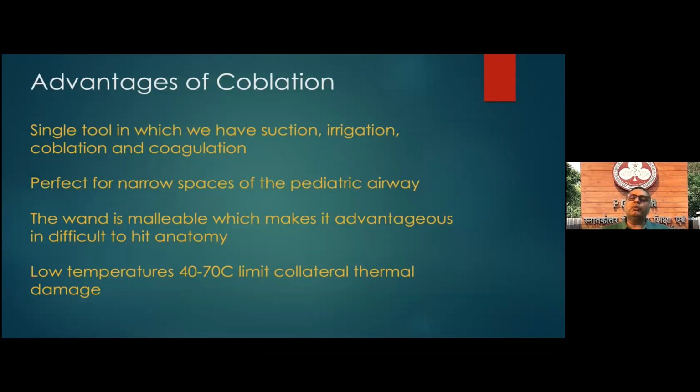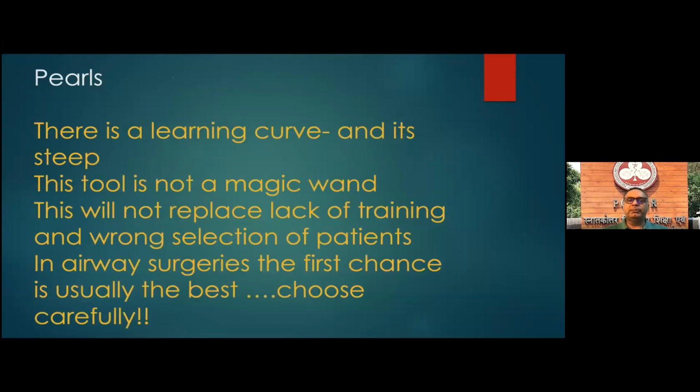The good thing is the wand is malleable, which makes it advantageous to hit difficult anatomy, like that case in which the disease was going in the left bronchus. I seriously don't know, if I did not have the coblation tool, with what instrument would I have hit that area, removed the disease, and had coagulation abilities also. And the other advantage is the lower temperatures. The maximum temperatures reach 70 degrees Celsius, minimum 40 to 70. This limits collateral thermal damage.